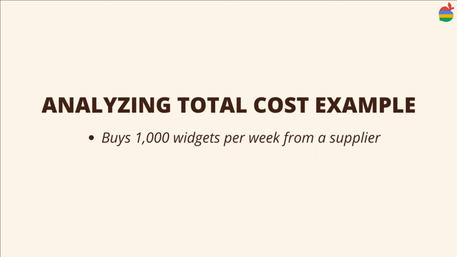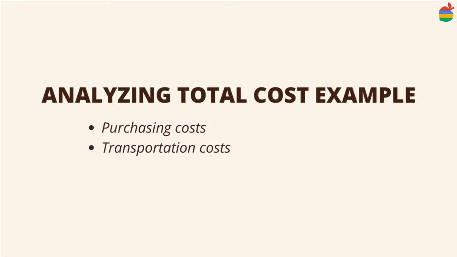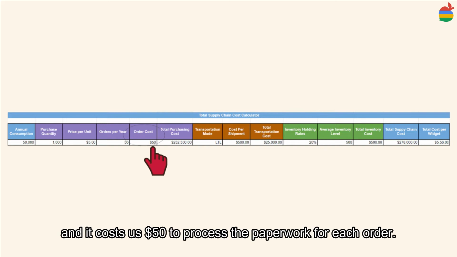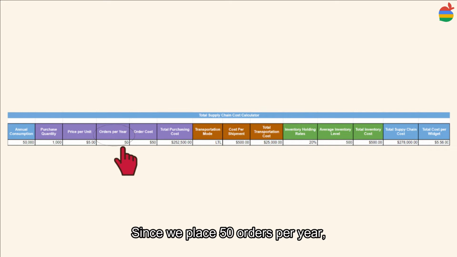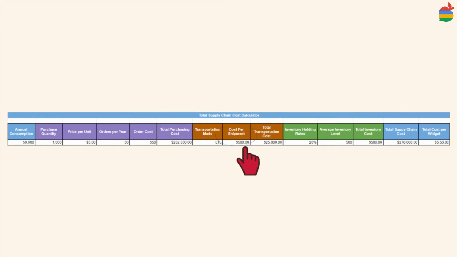Let's say our company buys 1,000 widgets per week from a supplier, and we operate for 50 weeks out of the year. We analyze the total cost for those widgets by looking at three categories: purchasing costs, transportation costs, and inventory costs. Purchasing costs are easy. The supplier charges $5 each widget, and it costs us $50 to process the paperwork for each order. Since we place 50 orders per year, our total cost for the purchasing is $252,500.